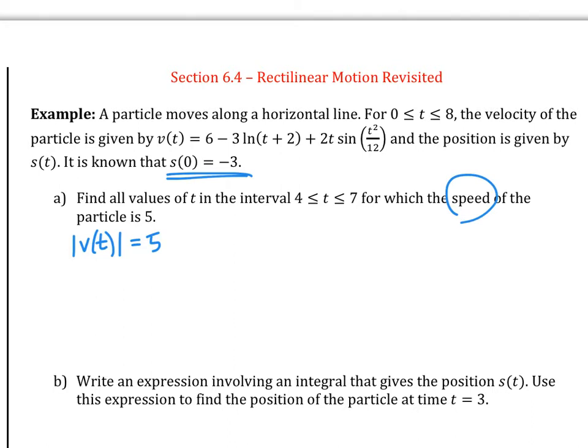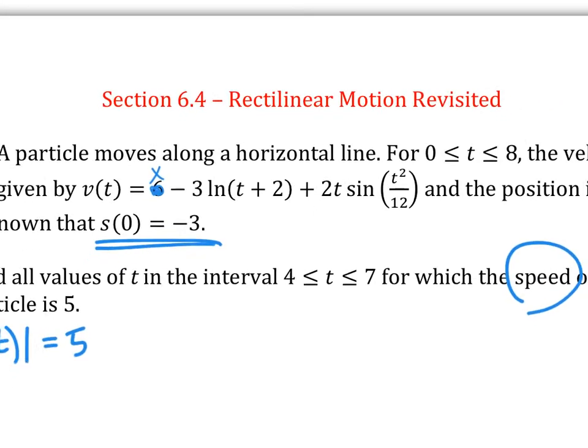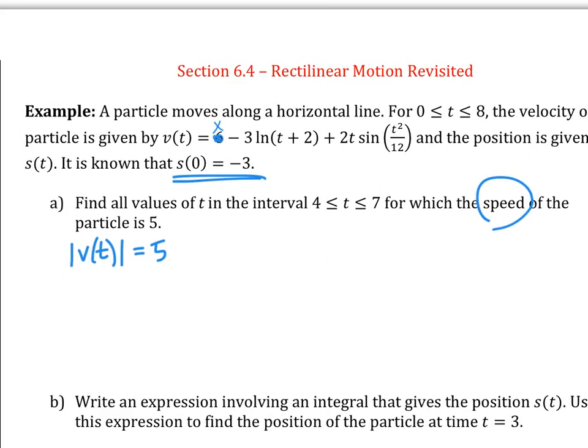And now, sorry about that, I realized that I wrote the wrong equation. It's not the exact same equation as the book, so I'm going to change it right now so it matches the book. So you can double check your answer against the book if you want to. Okay, so basically what we're trying to do is figure out when is the absolute value of v equal to 5.